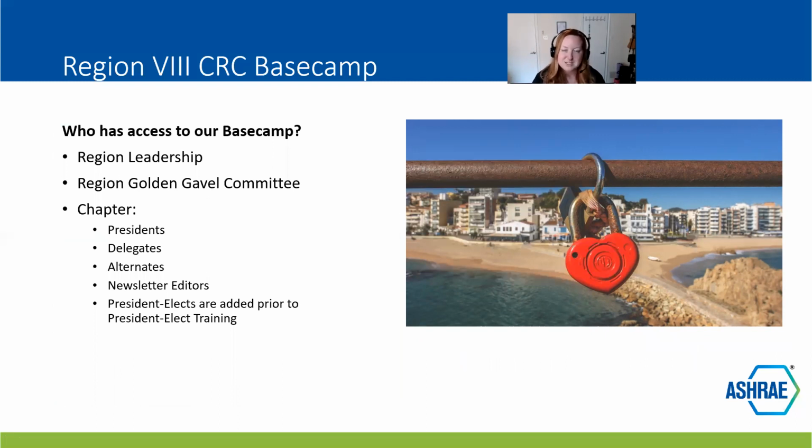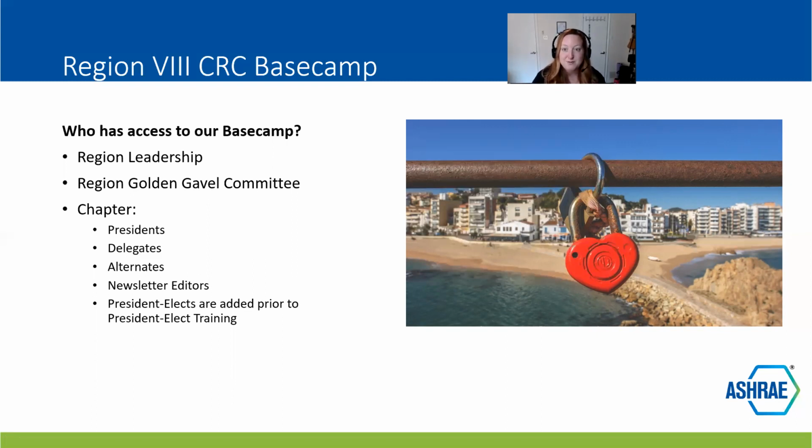So in our region CRC Basecamp, our region leadership and Golden Gavel Committee do have access to the region Basecamp. From the chapter level, presidents, delegates, alternates, and newsletter editors all have access to the Basecamp. And then presidents-elect are added a few weeks before the president-elect training that in our region takes place in February.